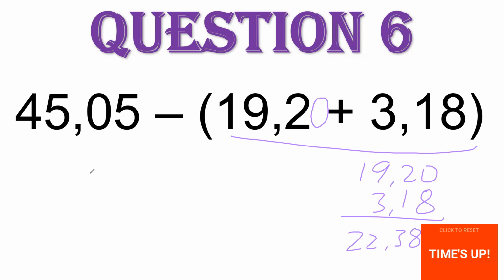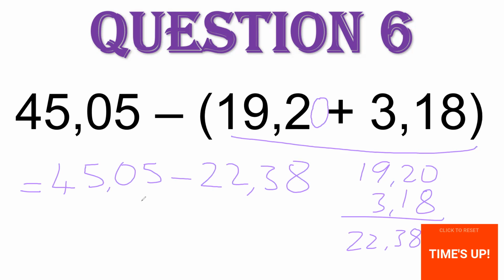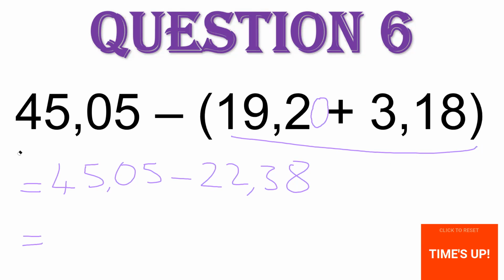So I can write 45,05 minus 22,38. Okay, so from now, subtract from each other. We can just use this side to answer this question. I hope everything is fine. First of all, to make it easy, I wrote 0 here, and then 20 plus 18 is 38. 19 plus 3 is equal to 22, so 22,38. But now 45,05 minus 22,38.